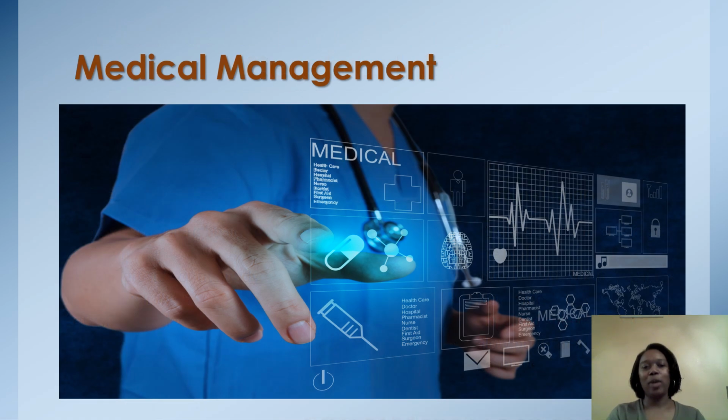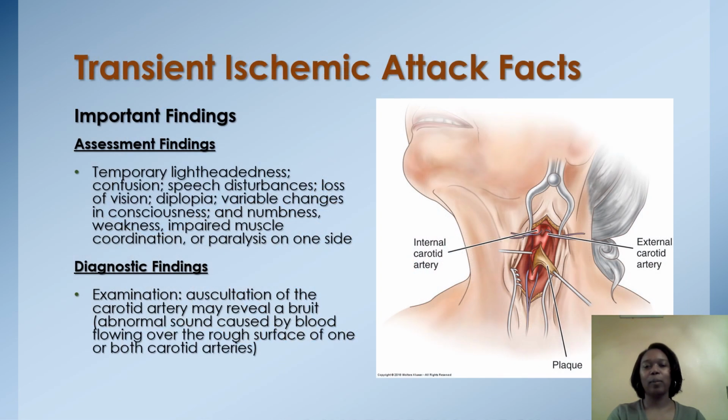So let's discuss the medical management of a CVA. Transient ischemic attack facts. So we have already discussed what we can expect with a TIA. So let's talk about some of the clinical findings, which is temporary lightheadedness, confusion, speech disturbances depending upon the side of the brain that's affected, vision loss or vision changes, as well as numbness, weakness, and loss or impaired muscle coordination or paralysis.